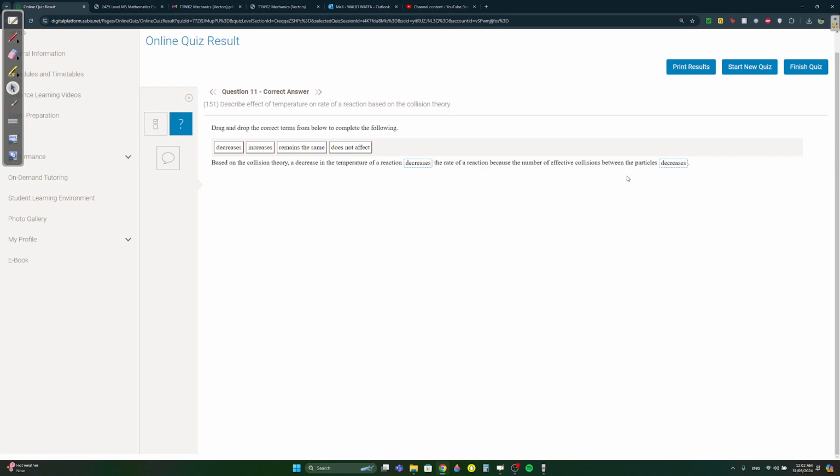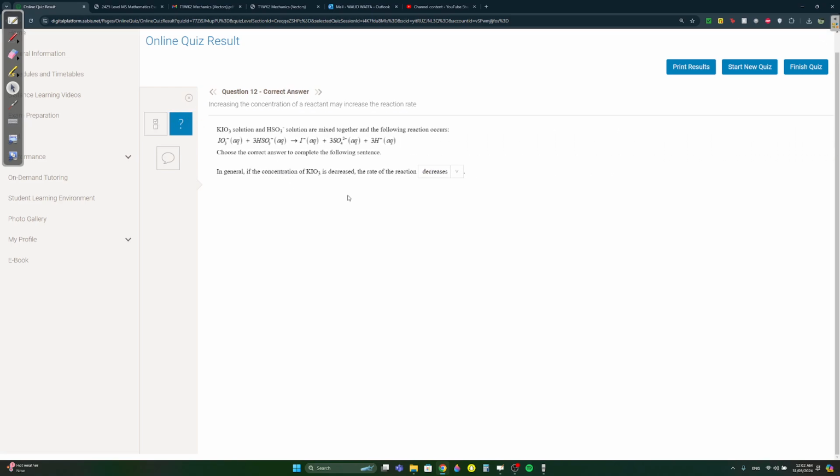Question 11. Based on the collision theory, what happens when you have a decrease in temperature? The reaction rate will decrease because the number of effective collisions between the particles decreases. Question 12.